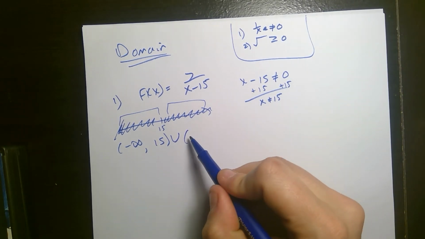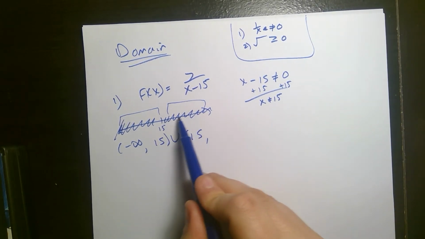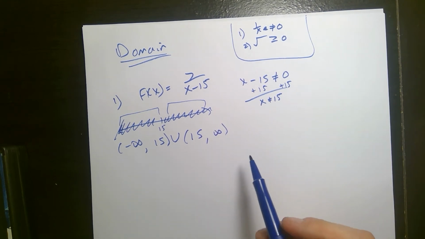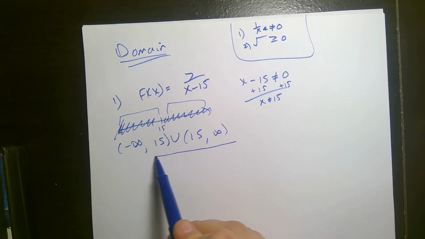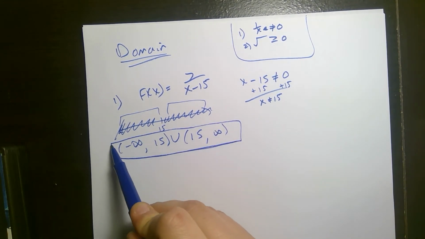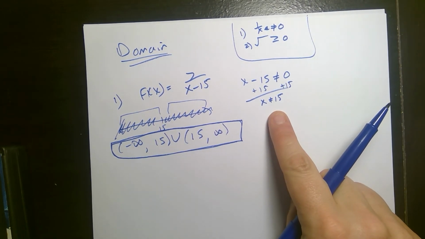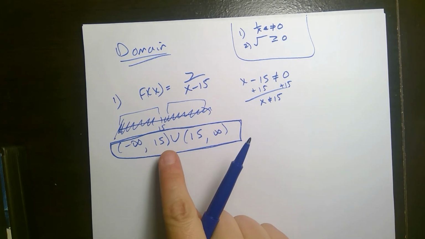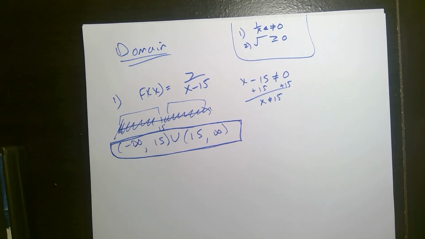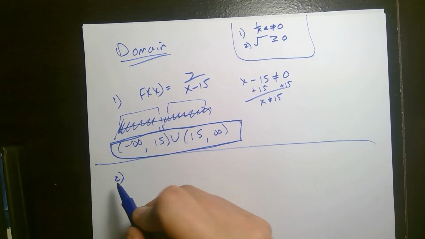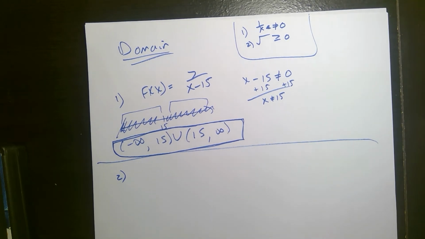Well, I'm starting again at 15, and how far am I going? All the way to infinity. And so this whole entire thing right here is my domain. It is saying all the numbers except 15, and that's the only number I said I had to exclude. And by doing this, by skipping 15 and including my union symbol, I've done just that. So I'm completely done with that one.